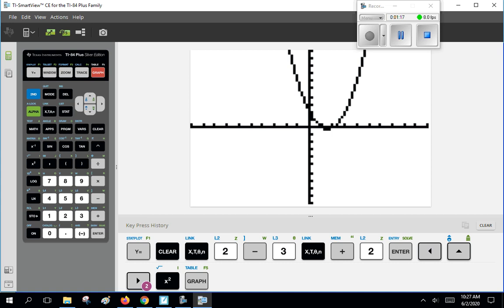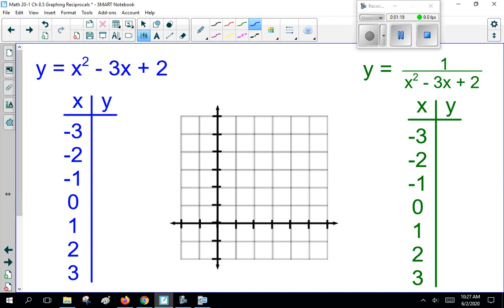Now, as I said, that's pretty straightforward. By now, you should be able to factor this. What are two numbers that multiply together to be 2 and add together to be minus 3? Minus 1 and minus 2. Which means when you solve this, 1 and 2 would be your x-intercepts, or solutions.